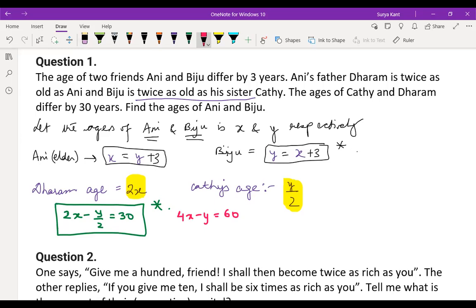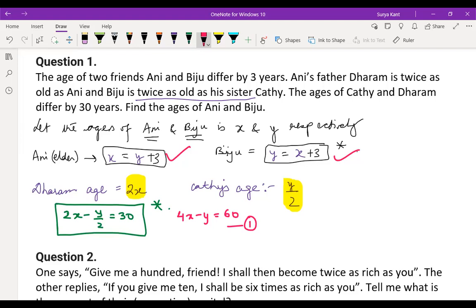Next, what can we do now? This is the first equation. Now one more equation we need, right? Which equation should we consider, either this one or this one? Tell me, children, which is correct over here: x is equal to y plus 3 or y is equal to x plus 3? Y equals x plus 3, right?